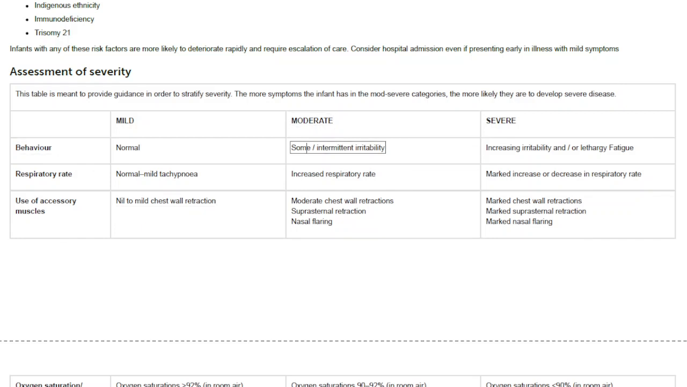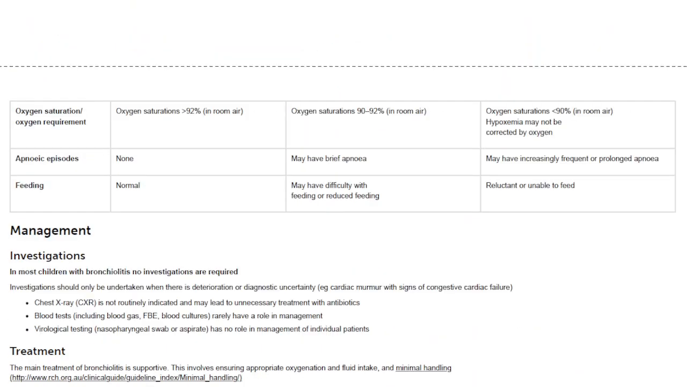Moderate: behavior, some intermittent irritability. Respiratory rate increased. Use of accessory muscles: moderate chest wall retractions, suprasternal retraction, nasal flaring. Severe: behavior, increasing irritability and/or lethargy, fatigue. Respiratory rate, marked increase or decrease. Use of accessory muscles: marked chest wall retractions, marked suprasternal retraction, marked nasal flaring.